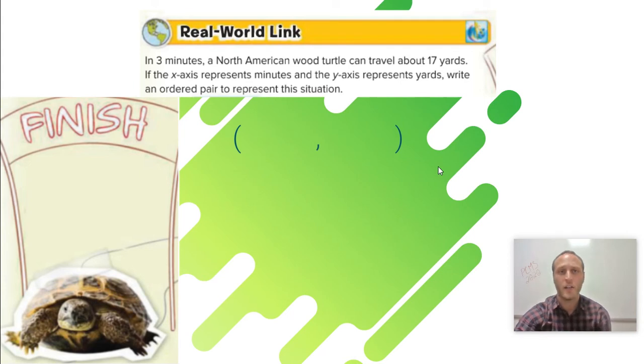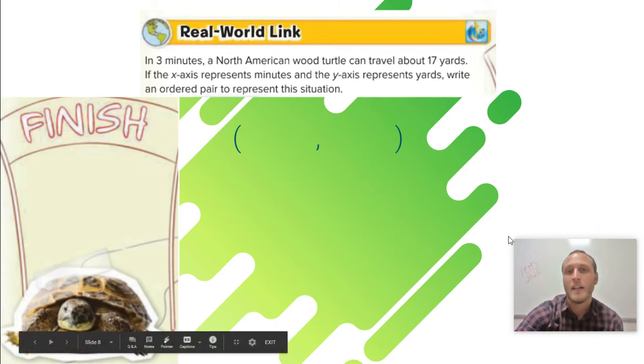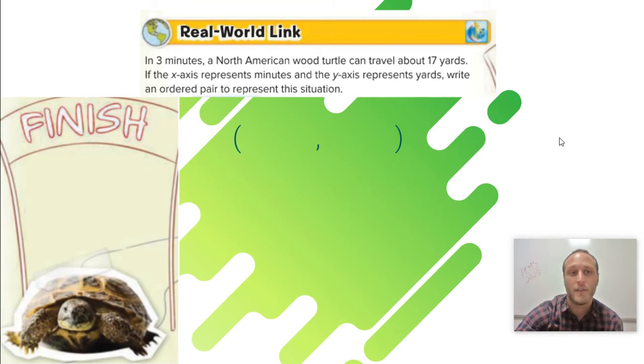All right, let's look at a real world example here. We've recently been working on rates and ratios, so let's look at this real world link. It says in 3 minutes, a North American wood turtle, which is down here, can travel about 17 yards. If the x-axis represented minutes and the y-axis represents yards, write an ordered pair to represent the situation. So then we just have to put it in x, y format. The x always goes first, so the x is going to talk about minutes.